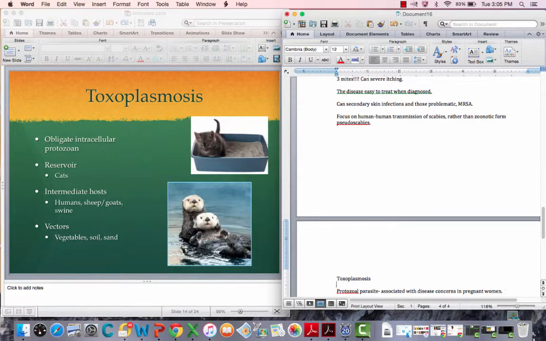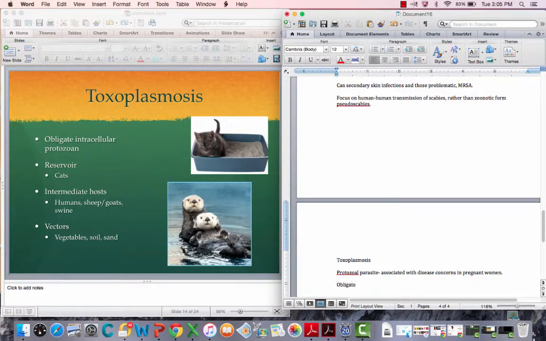Toxo is what's described as an obligate intracellular parasite or organism. Basically, this means that it cannot survive without cell mechanisms that are provided by the host. It requires the host for its own survival.